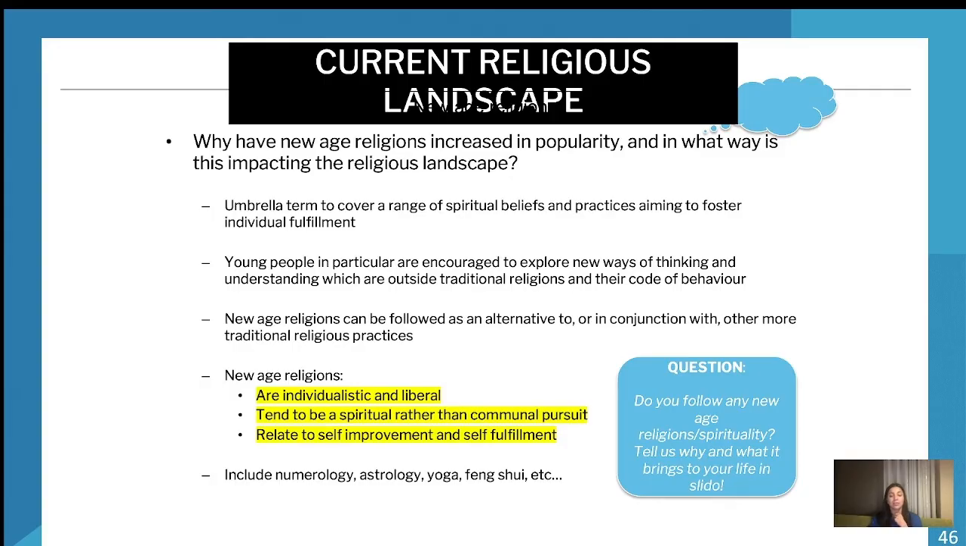New Age religions are individualistic and liberal. They tend to be a spiritual rather than communal pursuit, and they relate to self-improvement and self-fulfillment. This can include numerology, astrology, yoga. I've just got some examples, but I do recommend you memorize 2 or 3 examples of New Age religions, because it's one of those things you can do just to show your marker that you know a bit more.